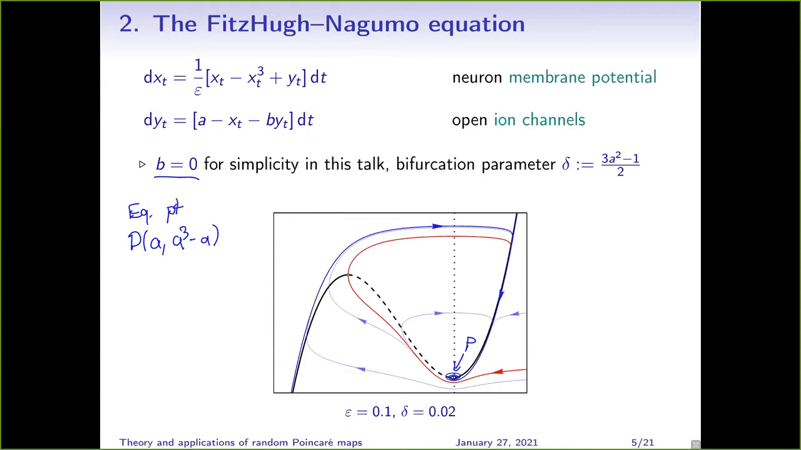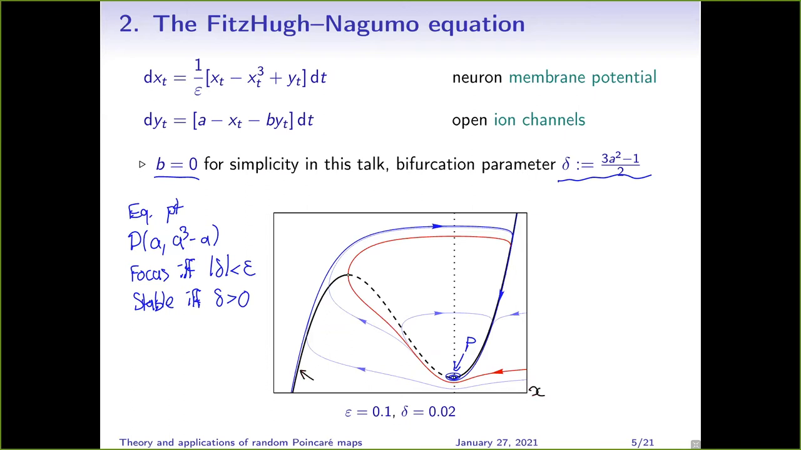And you can do a stability analysis, and you find that everything is easily expressed in terms of this bifurcation parameter delta here. And so P is a focus if and only if delta is smaller than epsilon in absolute value, and it is stable if delta is strictly positive.